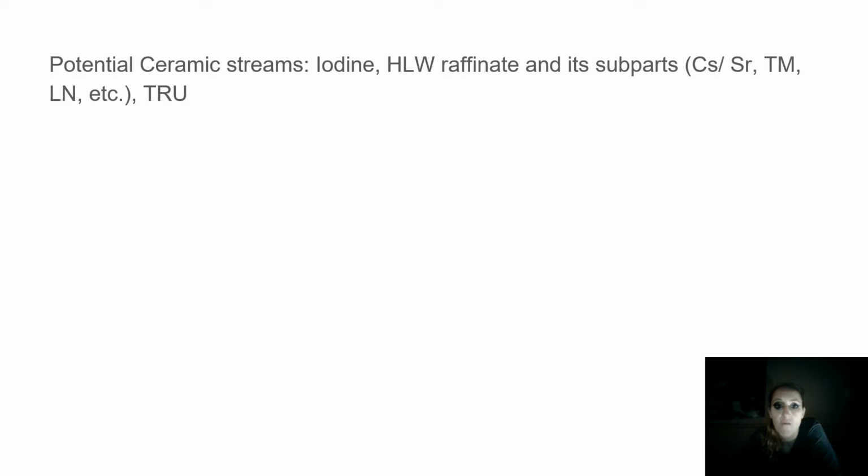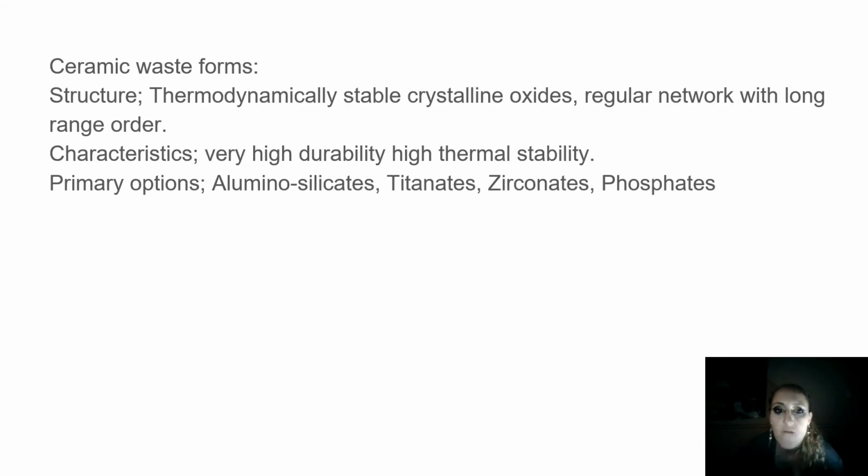Potential ceramic streams: iodine, high-level waste raffinate, and its subparts. Ceramic waste forms. Structure: thermodynamically stable crystalline oxides. Regular network with long-range order. Characteristics: very high durability, high thermal stability. Primary options: aluminosilicates, titanates, zirconates, and phosphates.